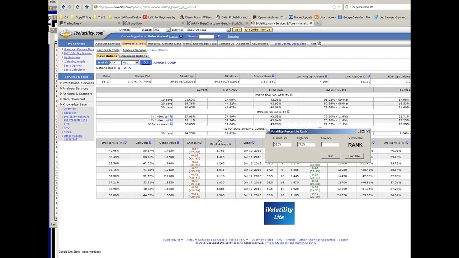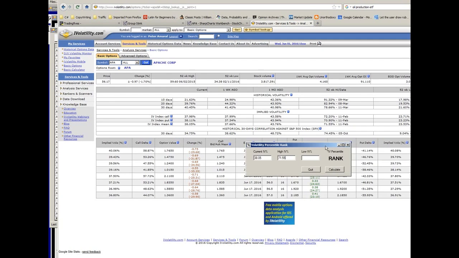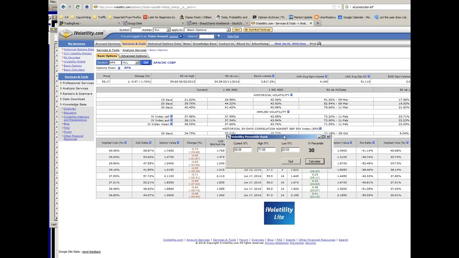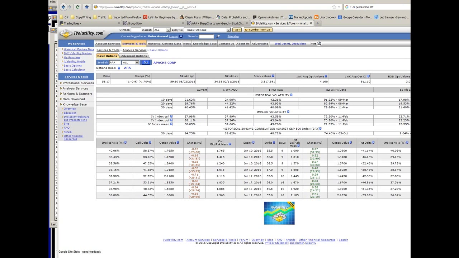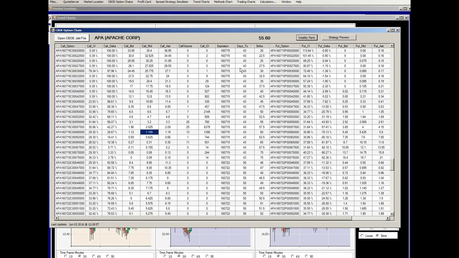The high volatility for the year has been 71.55, and the low has been 23.53. Click calculate, and we can see that the implied volatility rank or percentile is about 30. And at 30 or less, the stock or the option is in position for you to make a long trade, a debit trade, versus selling premium. In this case, we can buy premium when the time is right.